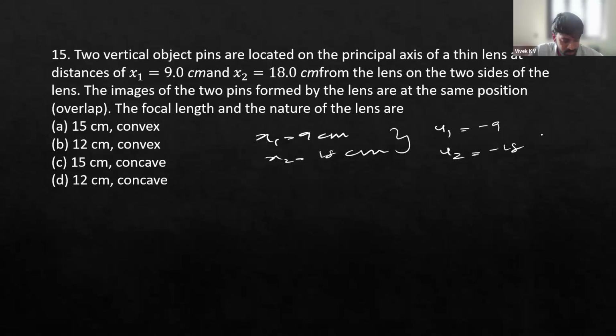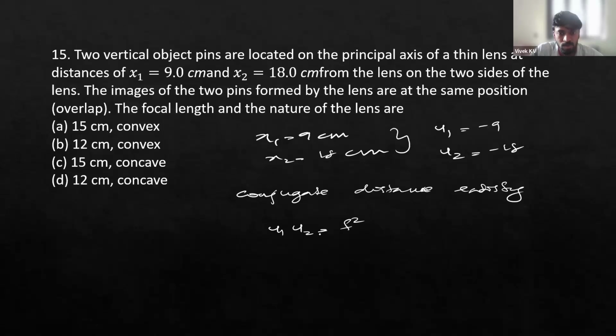Okay. So now we know that the conjugate distances for the lens in order to satisfy the conditions. So the conjugate distance satisfy the condition u1 into u2 equal to f square. Okay, conjugate distance. If the images are overlapping, the conjugate distances satisfy the condition u1 into u2 equal to f square. So from this, what is f? F is nothing but root of u1 u2. So this is the condition. So we can actually find out the focal length from that.